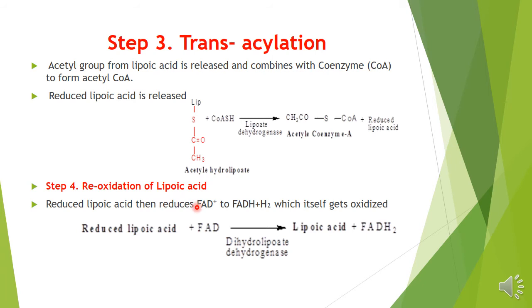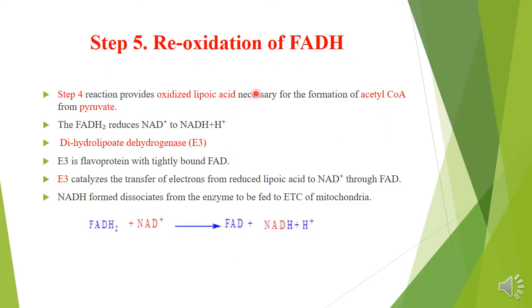This is with the third enzyme, dihydrolipoic dehydrogenase, where the reduced lipoic acid is acted upon. This enzyme has an FAD, a flavin protein. FAD will be converted to FADH2, and then there will be produced an oxidized form of the lipoic acid. Next step is the reoxidation of FADH2. So this step 4, which we have already discussed, provides oxidized lipoic acid back, which is necessary for the formation of acetyl coenzyme A from pyruvate in the next cycle. So regeneration has to be there. Lipoic acid is produced back.